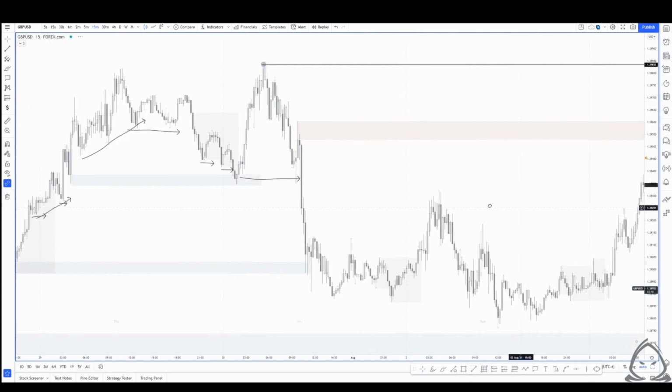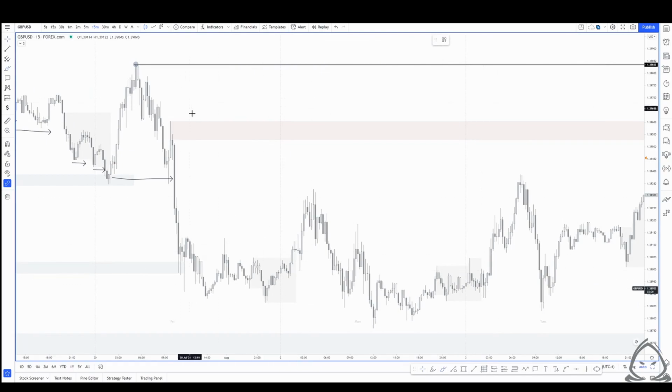Because if we're looking within 15-minute structure for certain moves, what we can see is there isn't a whole lot of internal range liquidity that exists here. We have some right here.